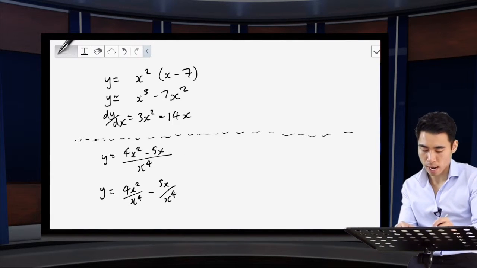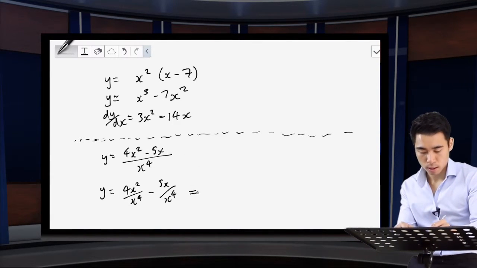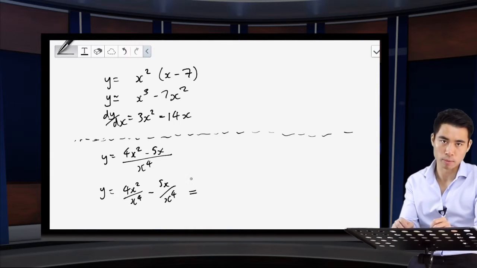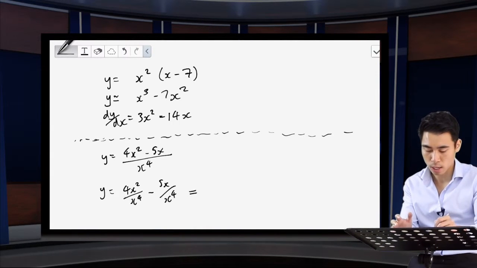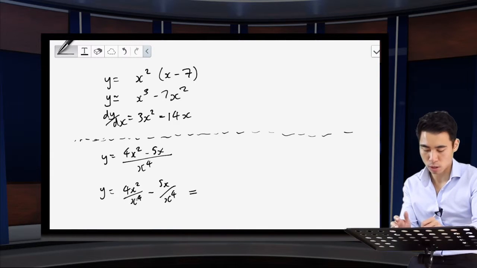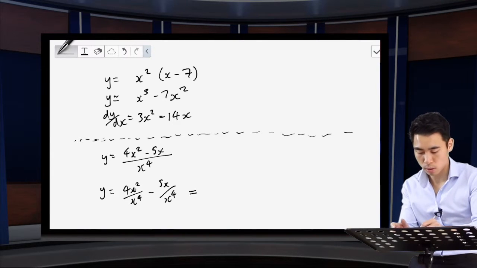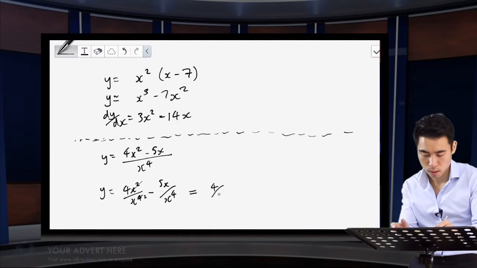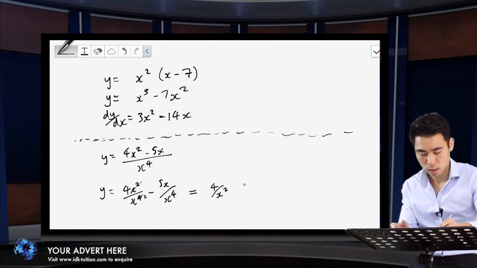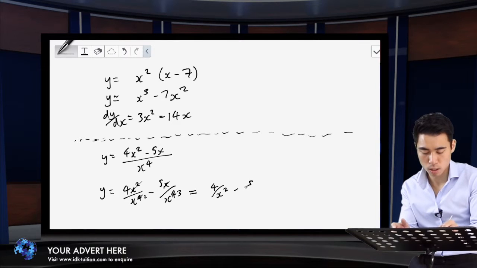And now this isn't in differentiable form yet. Remember, you need to express these as a single power on x. So you can work on each of these. 4x squared over x to the 4. Well, what can you do there? You can cancel this, so I'd have 4 over x squared minus, do the same here, 5 over x cubed.